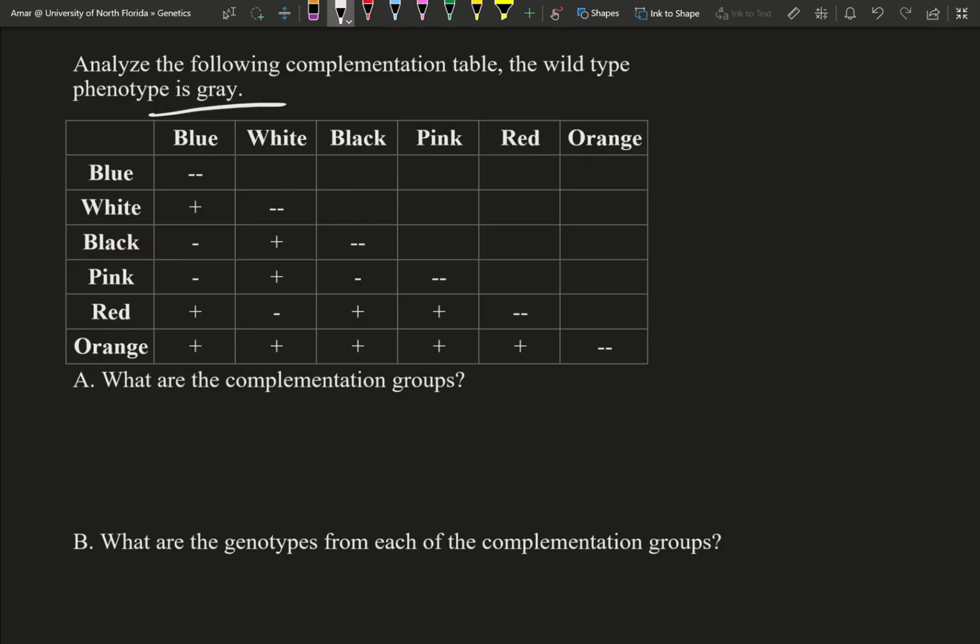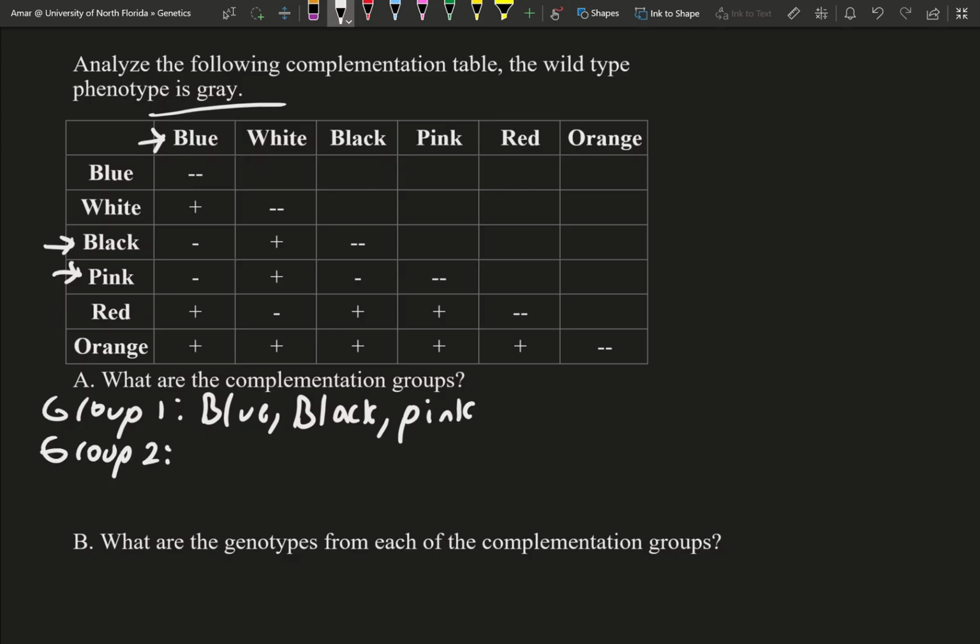So we're going to do the exact same thing. We're going to look for the ones that do not complement one another. So blue does not complement with black and pink. So group number 1 is blue, black, and pink. Group number 2 is white and red. Okay. Next one is black and pink, which we've already written down over here. So we're good with that. Pink we've already covered. Red we've covered with white, and then that just leaves orange.